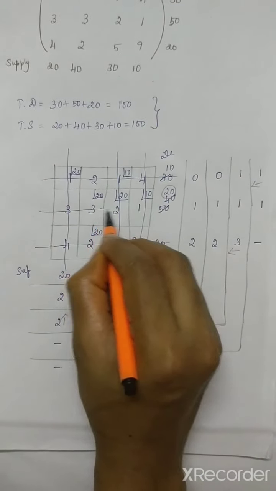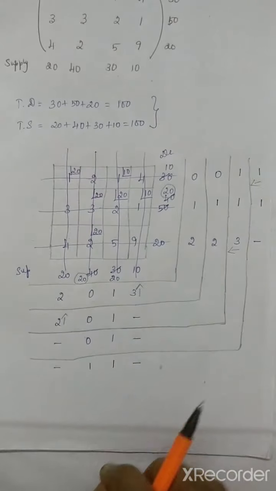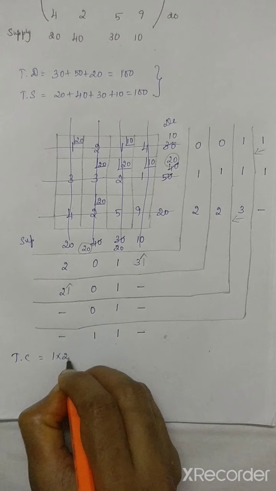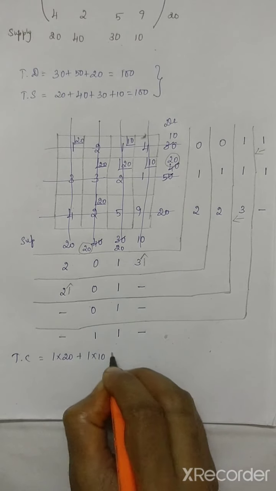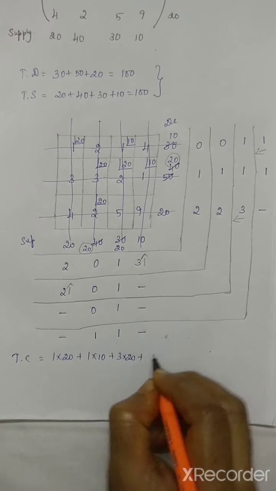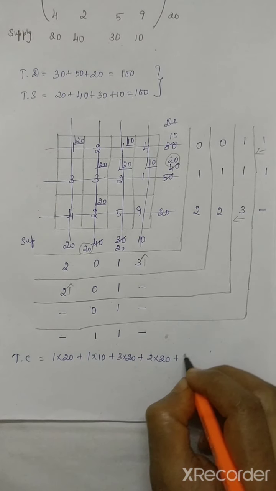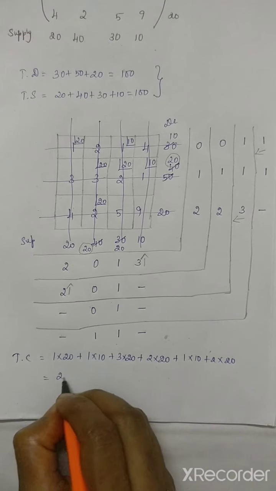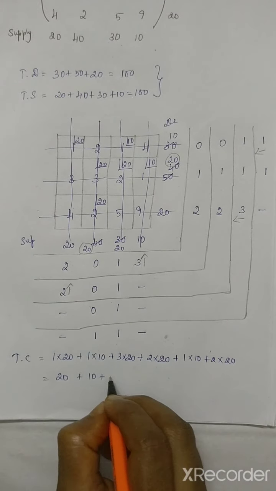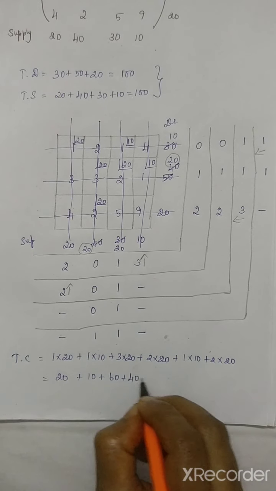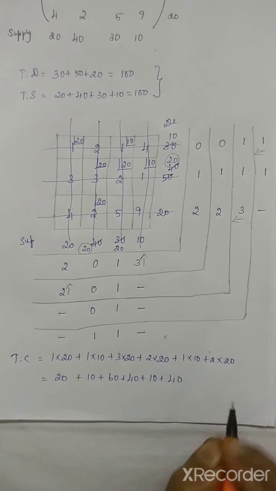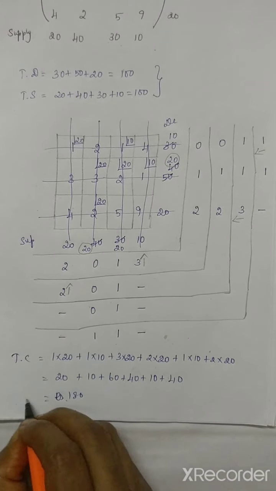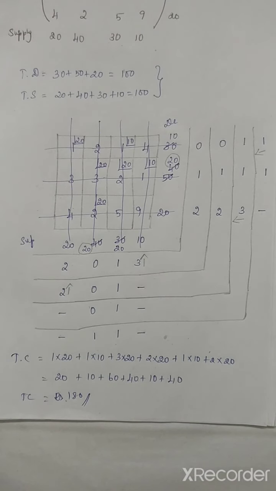You have to cancel both row as well as column. So finally we have to find out the transportation cost. That is equal to 1 into 20 plus 1 into 10 plus 3 into 20 plus 2 into 20 plus 1 into 10 plus 2 into 20. That is equal to 20 plus 10 plus 60 plus 40 plus 10 plus 40. So in final we get rupees 180. That is your transportation cost.